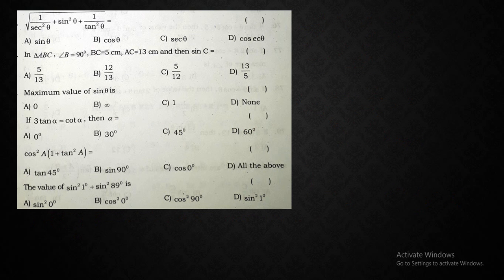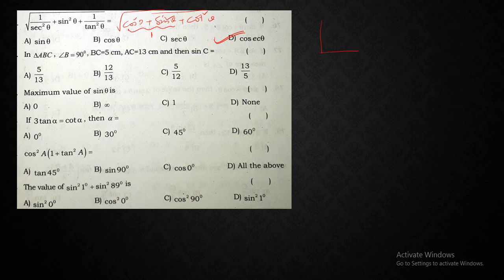Next, moving on to one more question. So 1 by secant square theta becomes cos square theta, plus 1 by tan square theta is nothing but cot square theta. So sin square theta plus cos square theta is equal to 1. So 1 plus cot square theta is nothing but cosecant square theta. So square and root get cancelled. You will be getting cosecant theta.